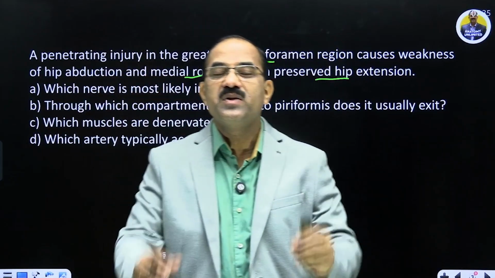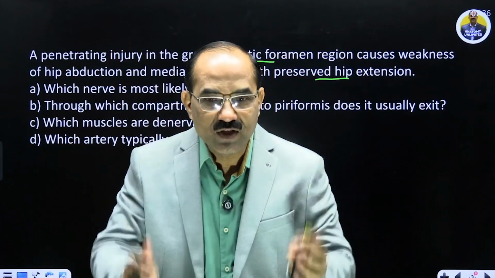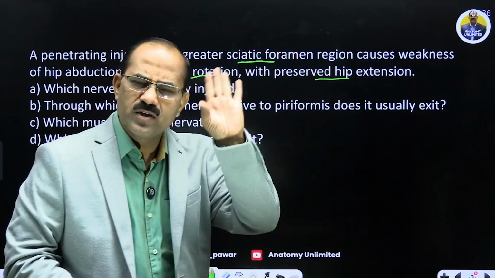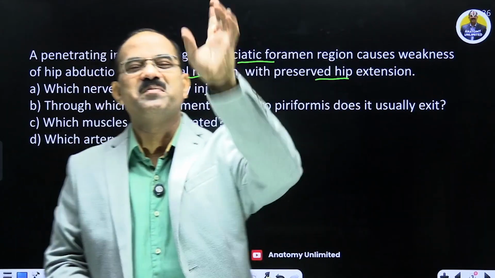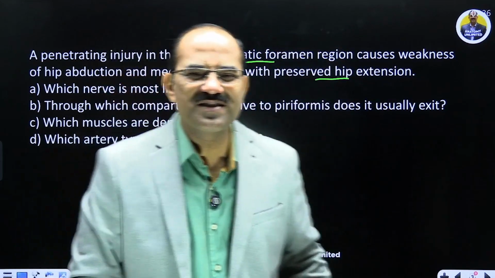Yes, gluteus maximus is the chief extensor at the hip joint. So hip extension is retained, preserved. That means gluteus maximus is intact, which means the inferior gluteal nerve is intact. I hope this is clear to all of you.